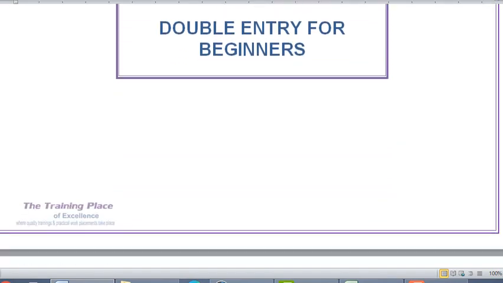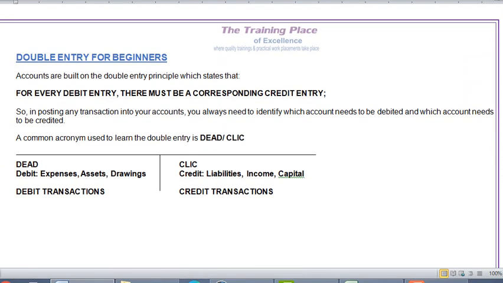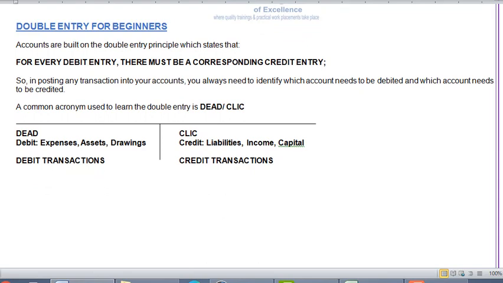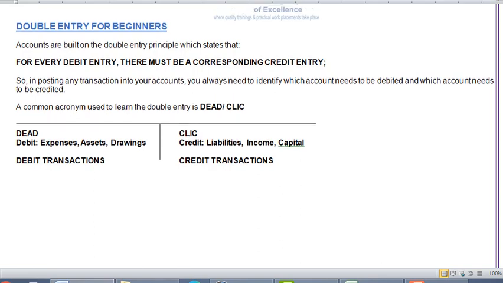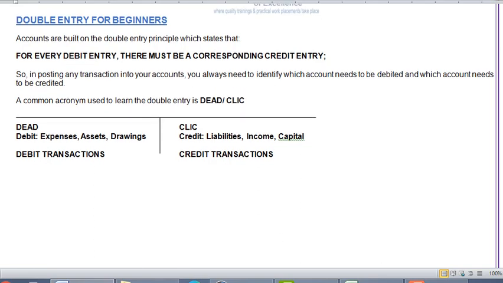So we have your double entry principle, which says to us for every debit entry there must be a corresponding credit entry, and we have the acronym that we use: DEAD-CLIC. Debit expenses, assets, and drawings. You credit liabilities, income, and capital.